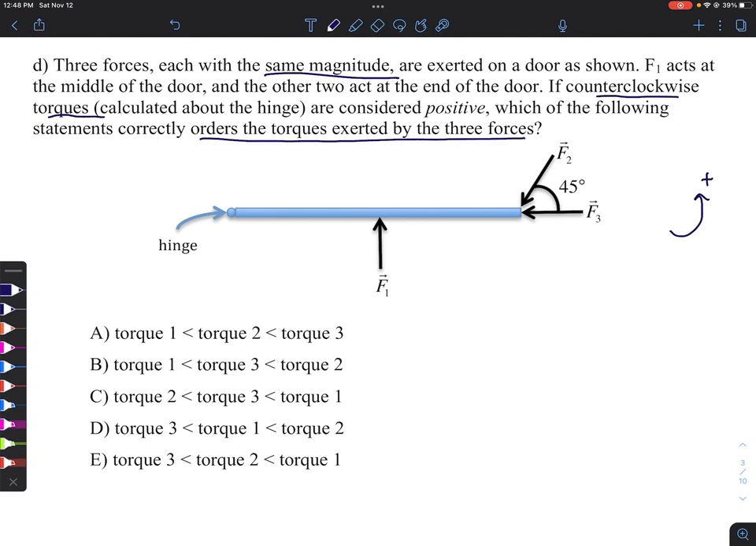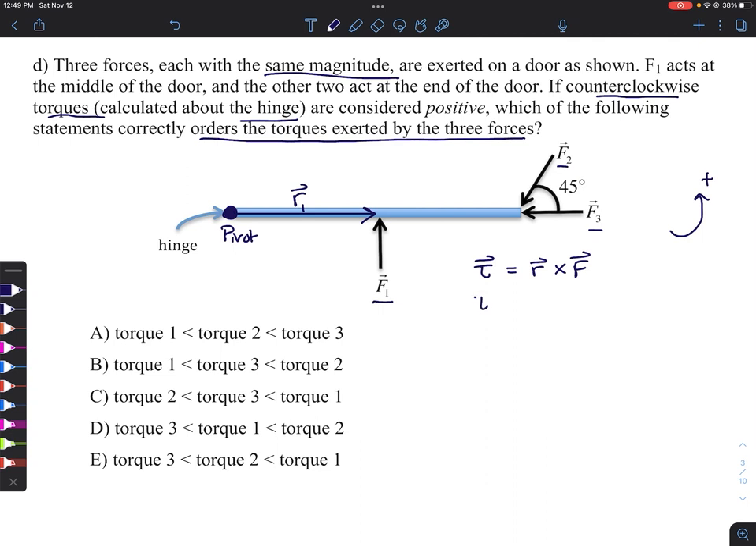Okay, so they're telling us to compute the torques about the hinge. So we're going to choose this as our pivot. And we need to find the torque for each one of these three forces. So remember that torque is equal to R, which is a vector that goes from the pivot point to the point where the force is applied. So in the case of F1, this is the vector that goes with F1, cross F.